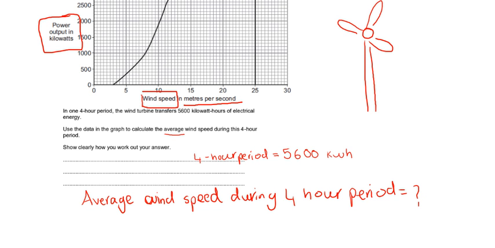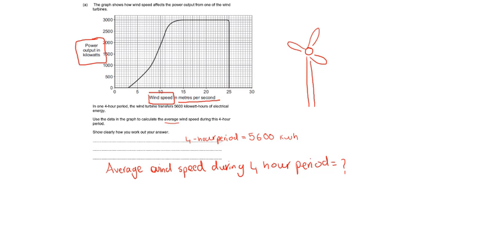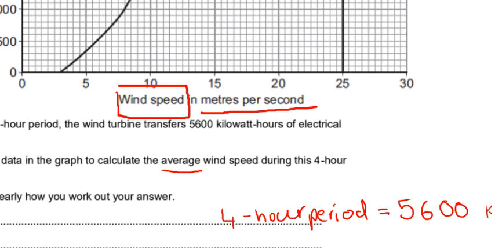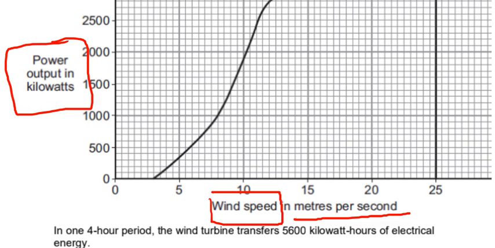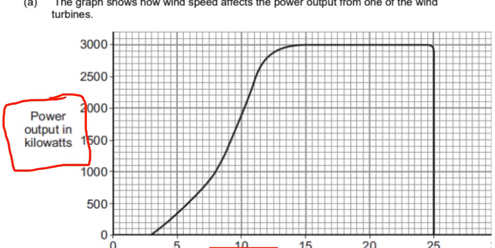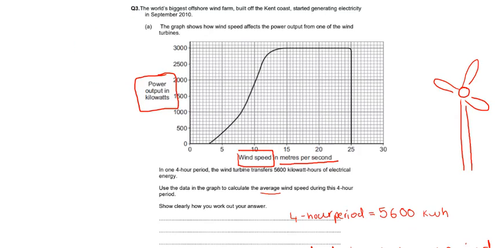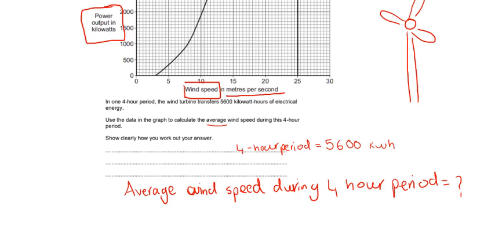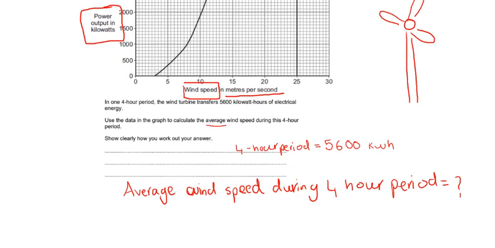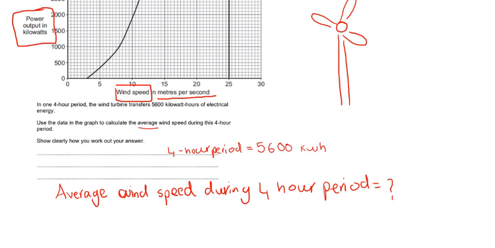Well, we've got speed, and the only way we can work out speed using the graph is if we have the associated power with it. So we need to find a corresponding power that will give us the wind speed within that 4-hour period. They tell us what the 4-hour period produces. It produces 5,600 kilowatt hours.